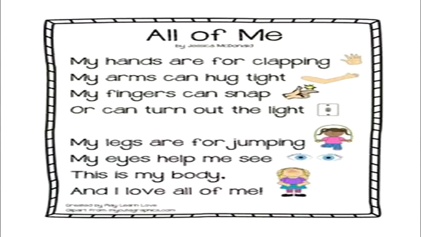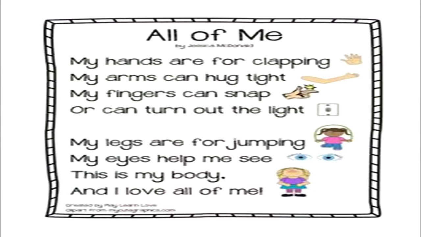So we have to use clear pronunciation and we have to use the correct punctuations so that the child understands how we need to deliver the poem or how we need to recite the poem. Again, there's a poem, very small one for nursery children, All of Me.